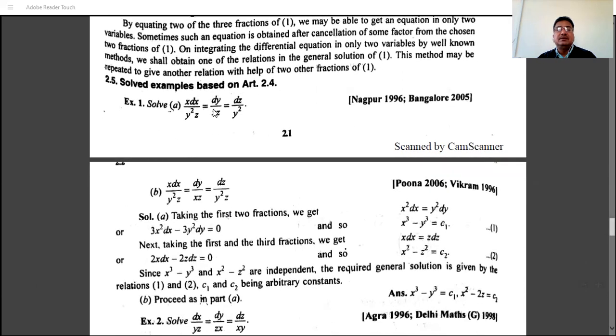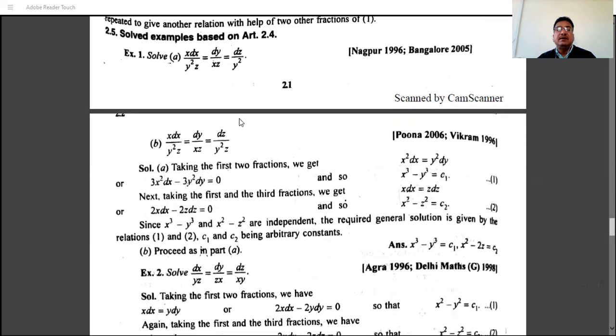For example, this is the example: x dx divided by y square z, dy divided by x z, and dz divided by y square. So what is the answer? Taking the first two fractions, that is, x dx by y square z, dy divided by x z, in this the variable z gets cancelled. Okay, so what do we have?